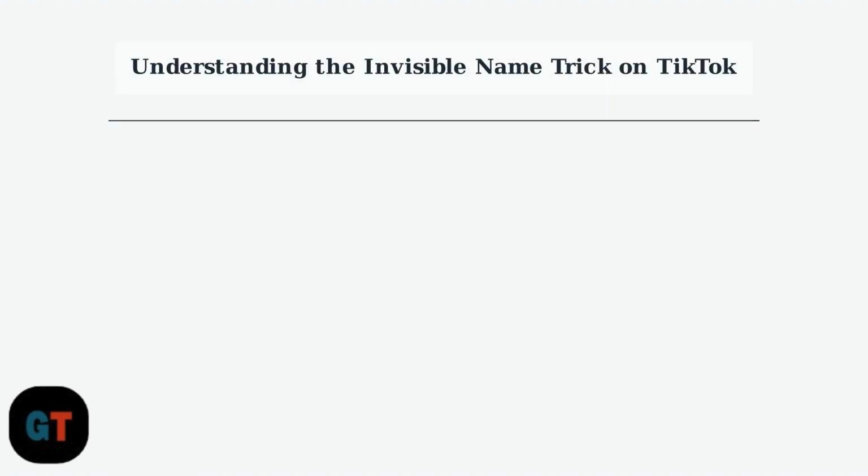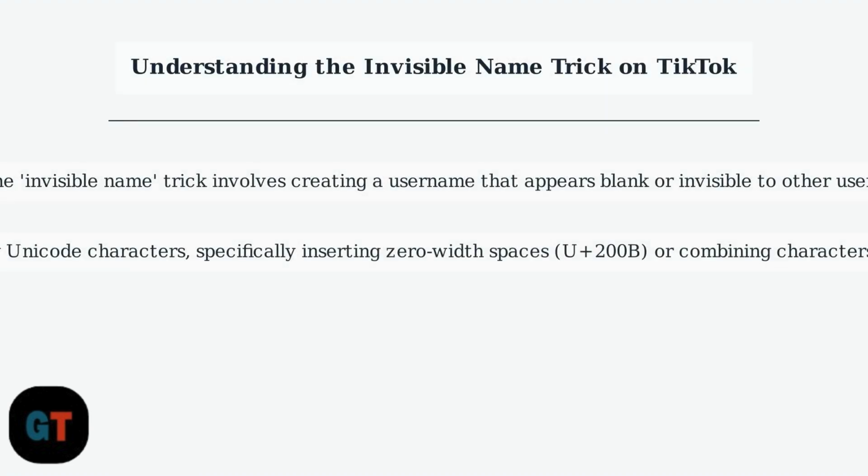The invisible name trick on TikTok refers to the practice of creating a username that appears blank or invisible to other users. This is achieved by exploiting the way TikTok handles Unicode characters, specifically by inserting zero-width spaces or combining characters that render as empty space.